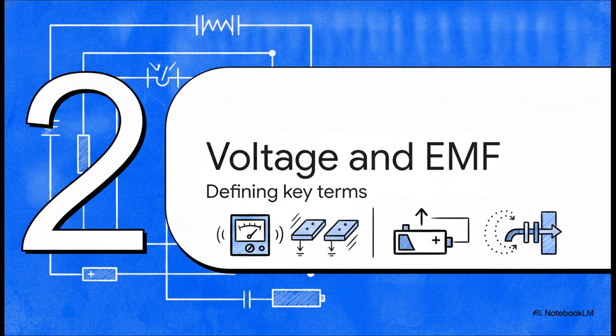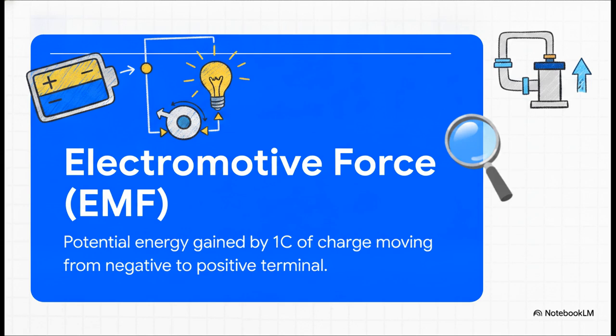Moving right along to Section 2, defining voltage and EMF. Now that we've got our physical intuition dialed in, let's transition to the formal physics definitions. Let's start with electromotive force, which we usually just abbreviate as EMF. By formal definition, EMF is the potential energy gained by 1 coulomb of charge as it passes from the negative to the positive terminal of a source. Basically, you can think of EMF as the absolute ideal maximum voltage across a battery. Going back to our fluid analogy for a second, it acts exactly like a water pump, actively giving the electrical charge the potential energy it needs to actually move through the system.